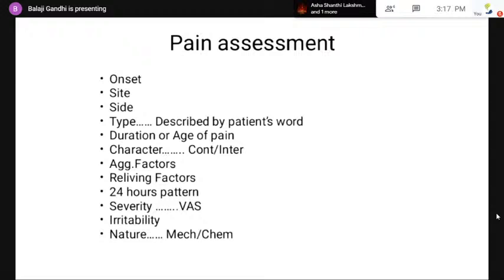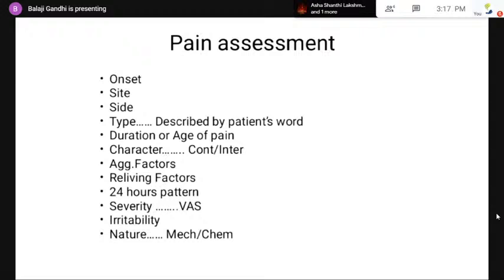Then the site of the pain, its location, the anatomical location of the pain, and whether the site is the left side or the right side or in the center. Type of the pain is described with the patient's words. Let the patient explain about the type of the pain. Sometimes the patient may explain in his own mother tongue or local language. Commonly we have to differentiate how the patient explains, and try to understand what the patient has expressed. In the same way, physiotherapists also try to understand the type of the pain.